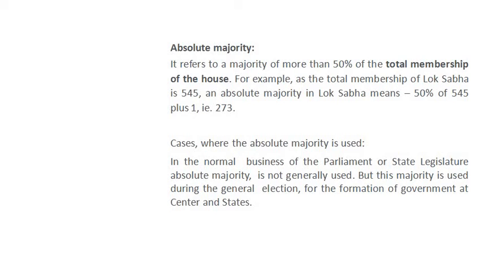Suppose you take the example of Lok Sabha, the total membership of the Lok Sabha is 545. So 50% of the total membership is 272 plus 1. I think you got the point. Whatever the size of the house, half of that plus 1 is the absolute majority.